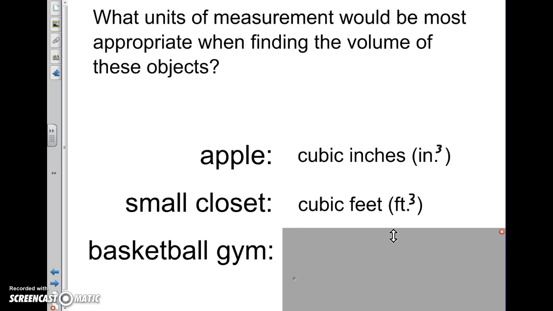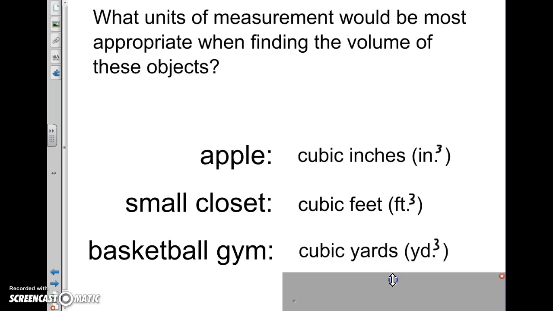What about a big old basketball gym? Okay, so maybe like the practice facilities of the Blazers. What do you think would be the best way to measure the total volume of a basketball gym? You guessed it, cubic yards. That makes a lot of sense, right? Because it's going to be many, many yards long and wide and high. So cubic yards would make sense for when you're measuring the total space in a big basketball gym.